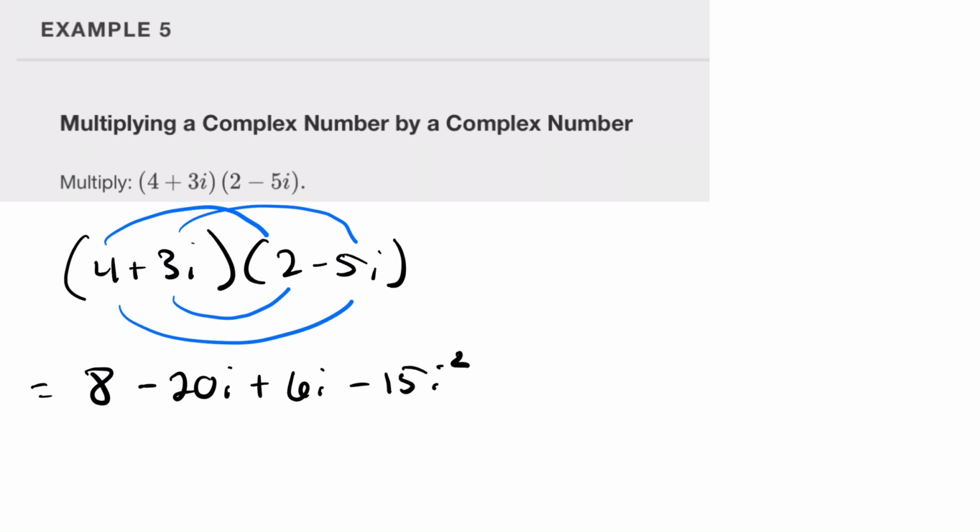Okay. Now i squared, remember i is the square root of negative 1. So then if you square root, it cancels. So that i squared is just negative 1, right? So negative 15 times negative 1 is a positive 15. So those, if we combine like terms, it gives us what? 23 there. Minus 14i. 23 minus 14i.